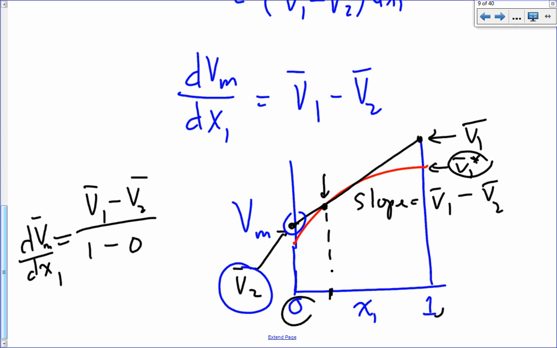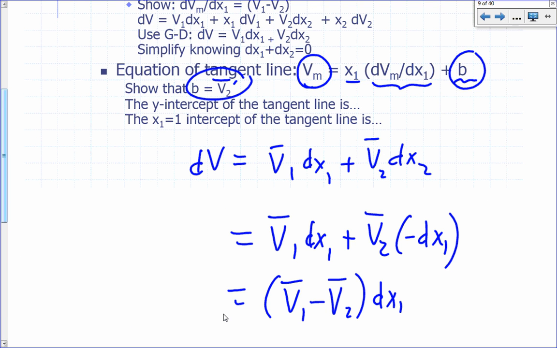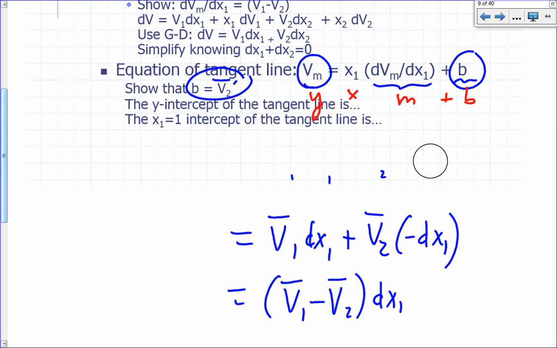Okay, how do you show that? Well, in your tangent line, this is y equals mx plus b, right? So that b is the y-intercept. And so we can show that that is equal to V2 bar. How are we going to do that? Well, let's go back to our equation.